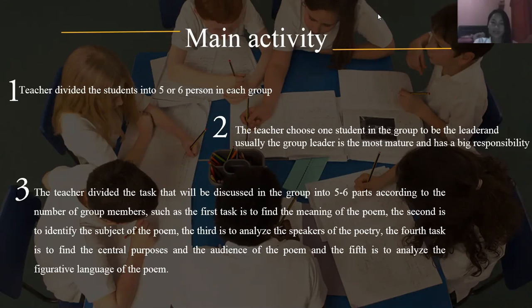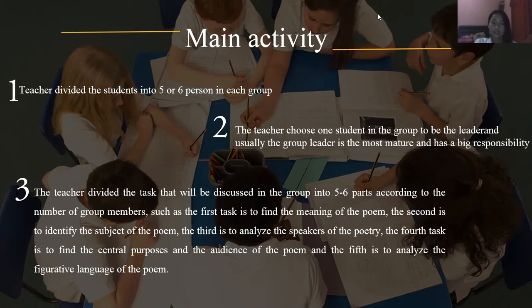The next is the main activity. According to Elliot Aronson, as cited in Ivrianti 2013, there are some steps to teaching English that must be followed if the teacher is using Jigsaw strategy. The first step is the teacher divides the students into 5 or 6 people in a group, and each group should be diverse. So, a group consists of students that have different genders or abilities.